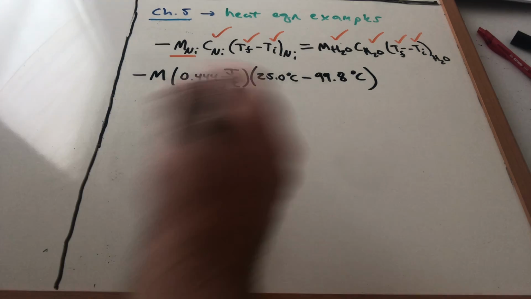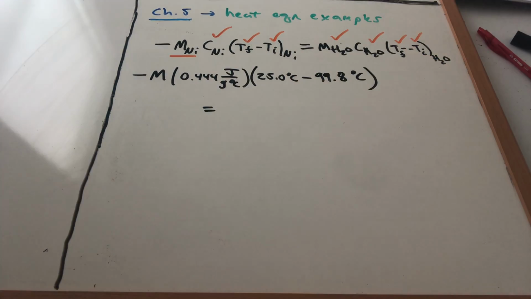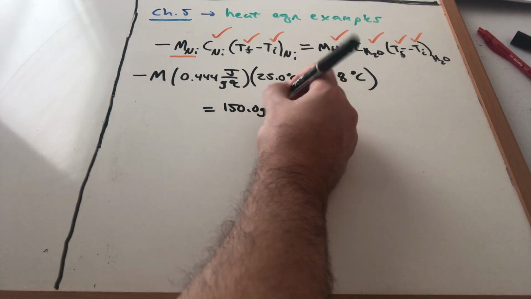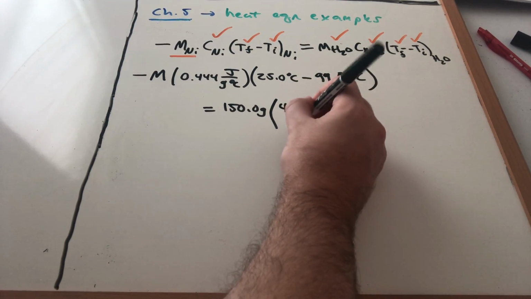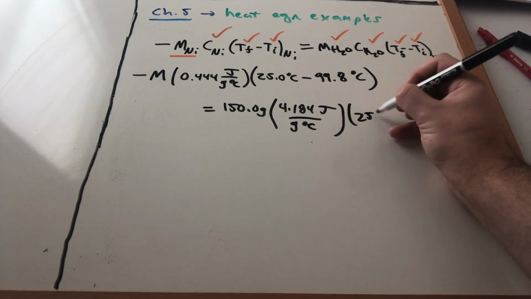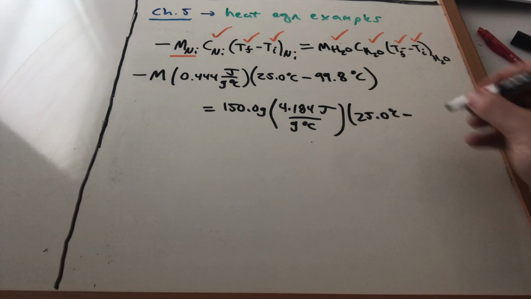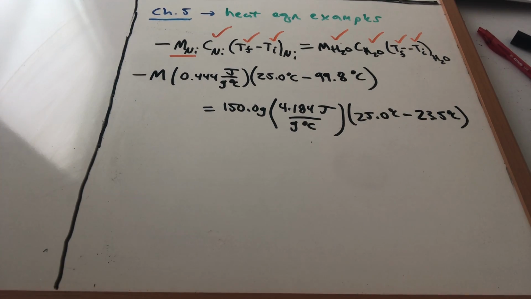On the other side of my equation, I'm running out of room here, so I'm going to bring this part down here. Do I have a mass of water? Yep, 150.0 grams of water. 4.184 joules per gram degrees Celsius. Water has the same T final, 25.0 degrees Celsius, but it had a different T initial, 23.5 degrees Celsius. So now we see how it's just algebra.